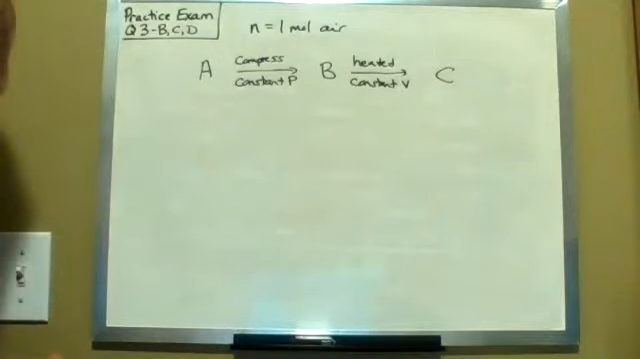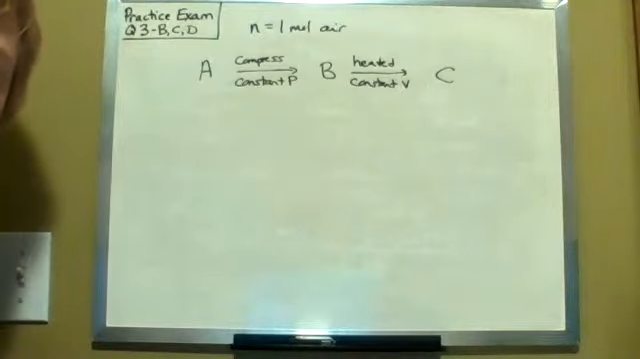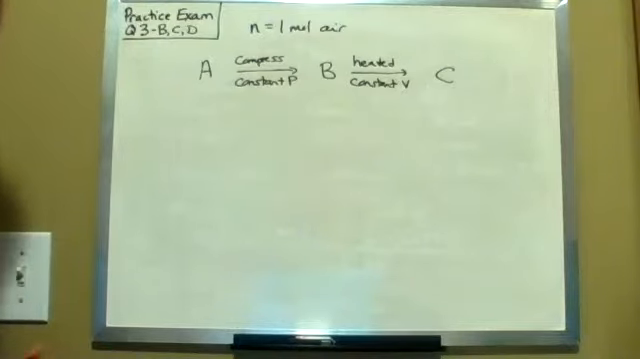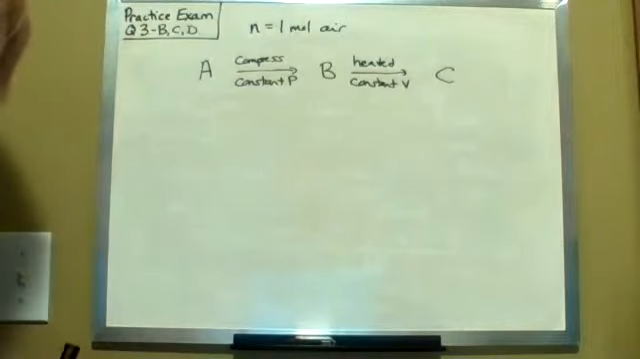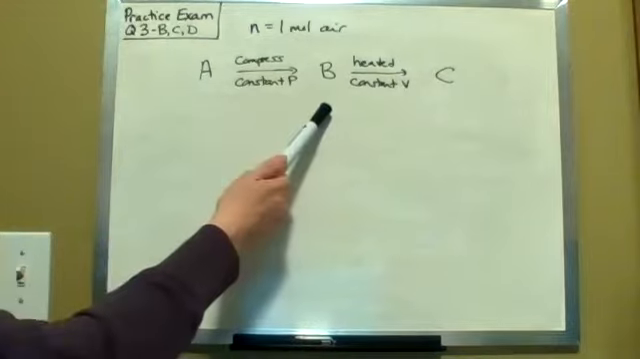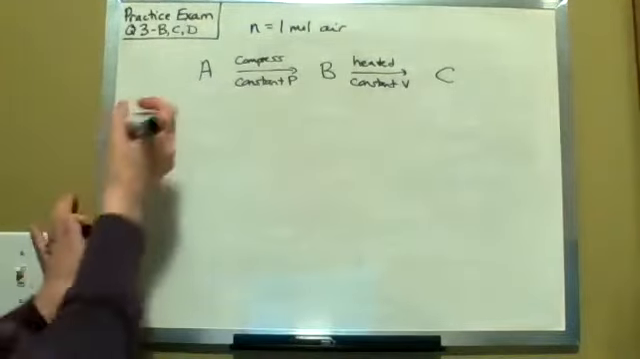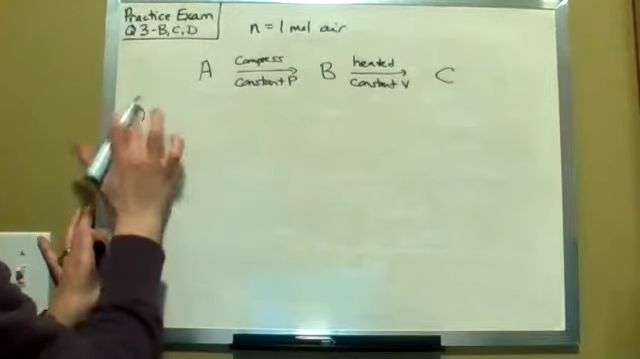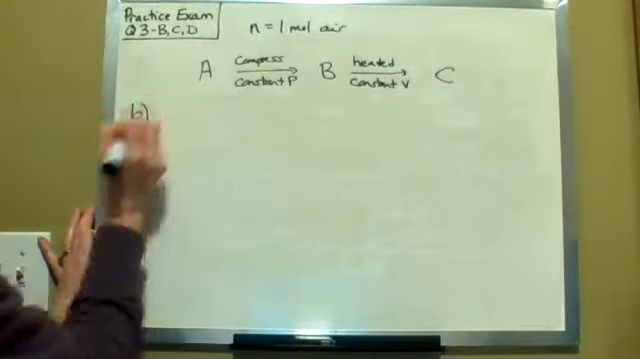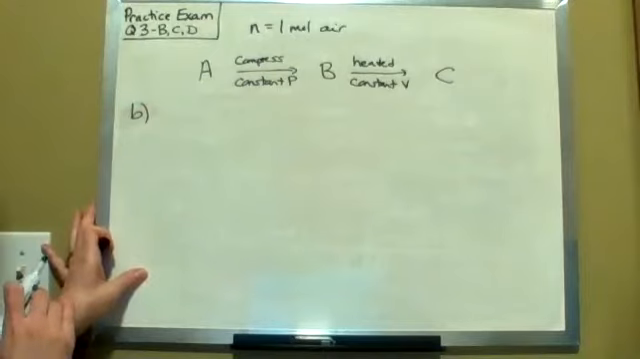Hello, this is the practice exam, question 3, and we'll go through parts B, C, and D. In each of these ones, they want to know the heat, work, delta U, and delta H for each of the steps. So going A to B is part B, B to C is part C, and then overall for part D. So, not part A, sorry, part B of question 3 then.